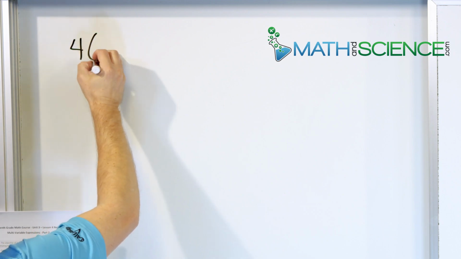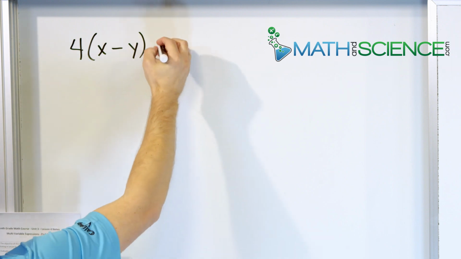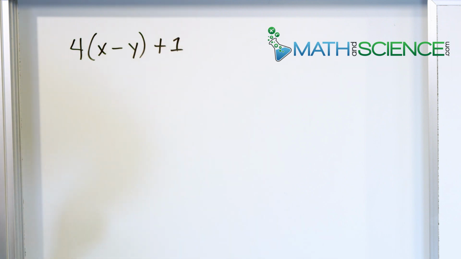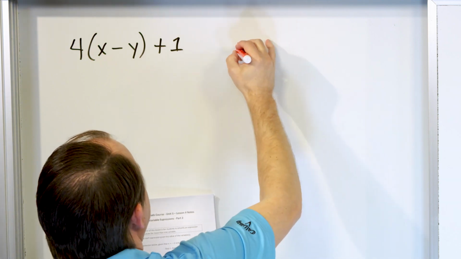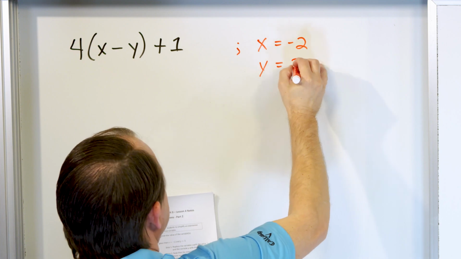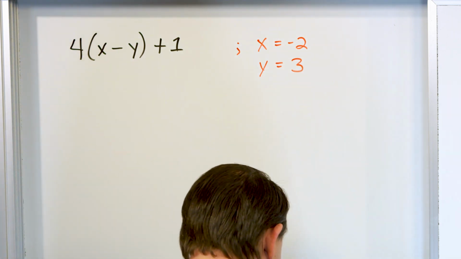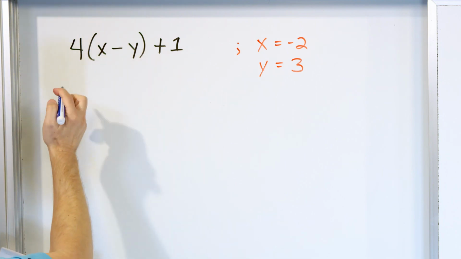expression. Let's say we have 4 times the quantity x minus y, whatever x and y are, and then plus 1. And then I'm going to give you, as part of the problem, that x is equal to -2 and also that y is equal to +3. So all we have to do is substitute these values for the variables into our expression and then calculate.